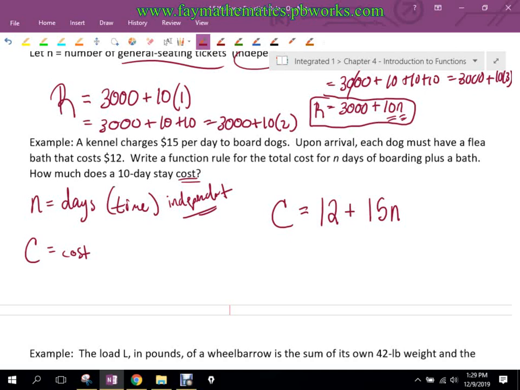Okay, so what's changing here is the 1, the 2, the 3, the number of days, right? So is that my N? Did you guys see, did you come up with cost, or C equals 12 plus 15N? That there? 12 plus 15N? And now can I put N to be 10 in there? And when I put 10 in there, I get, what, 162 bucks?